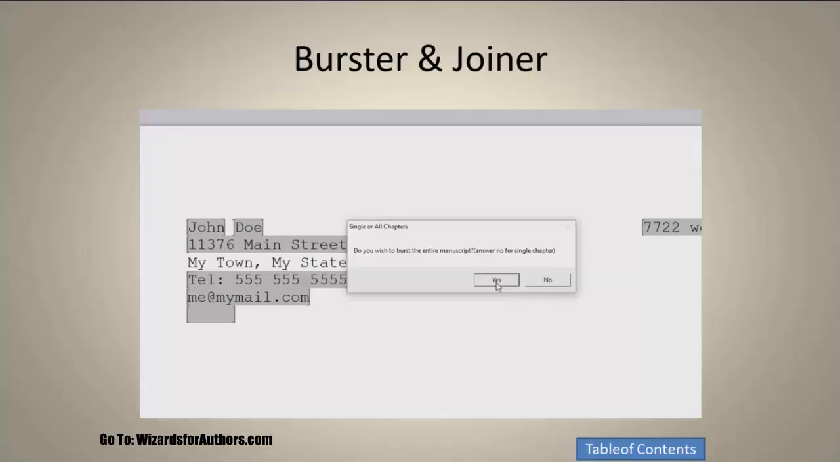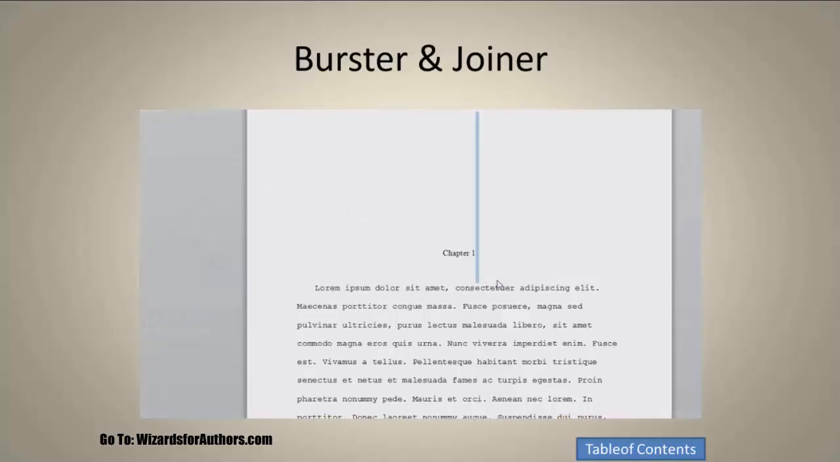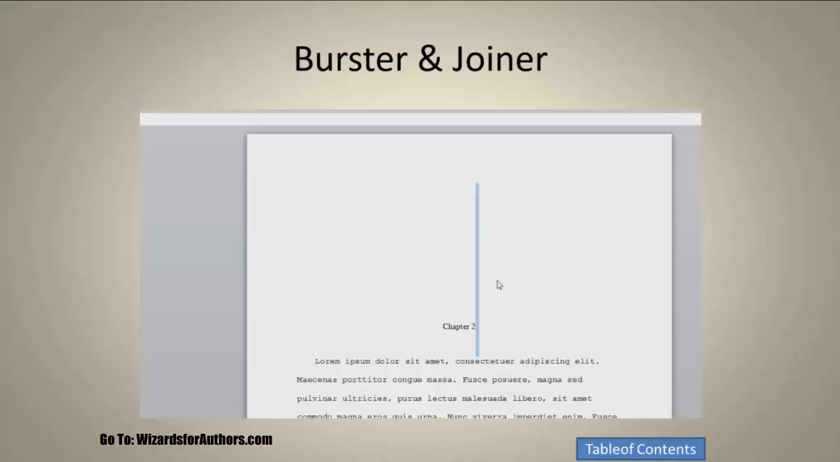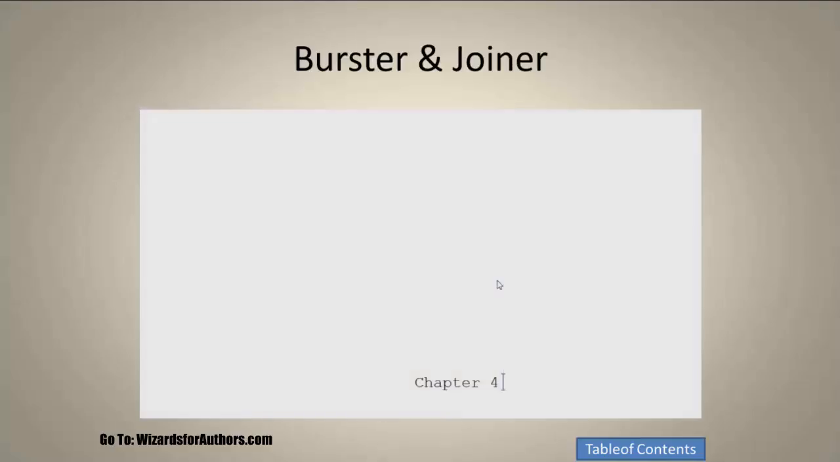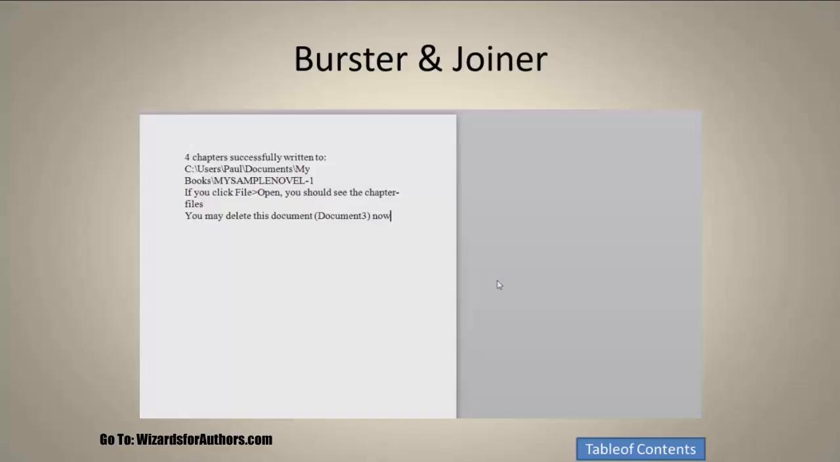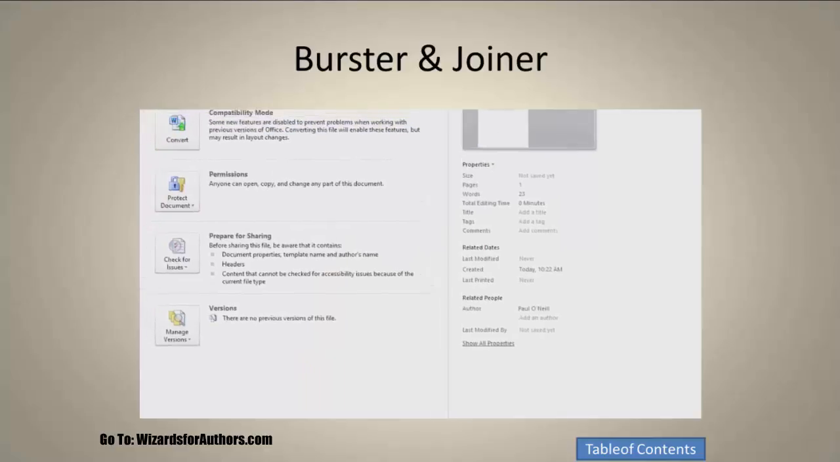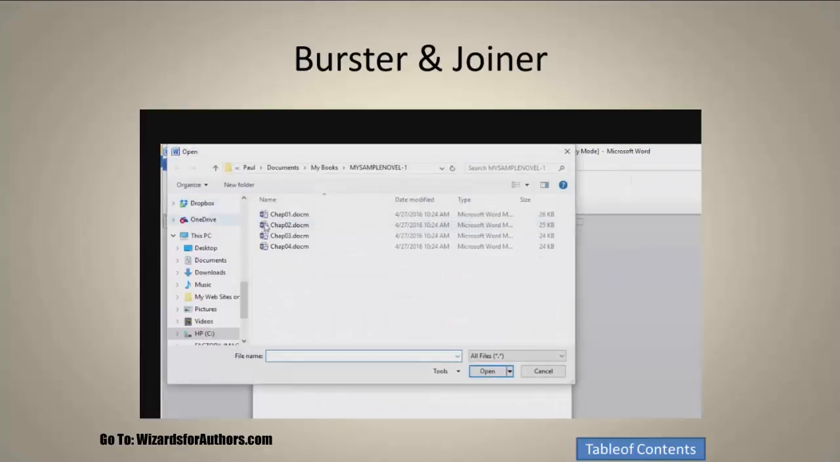If you only wanted to burst one single chapter, you want to extract a chapter, you would say no, and it would ask you which chapter. We're going to skip that for now. We're just going to burst the entire. It's burst all 4 chapters that we found in the original document. See where those files are, just click File, Open, and there are the 4 files broken out.